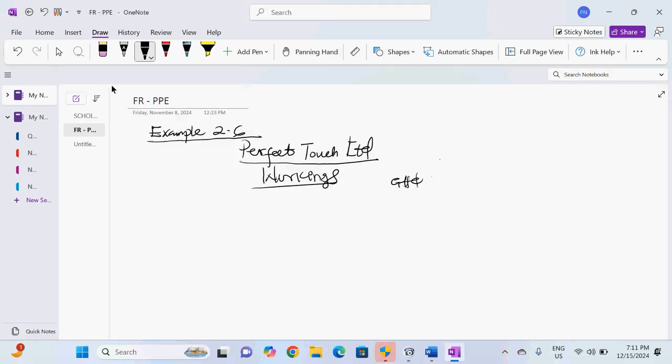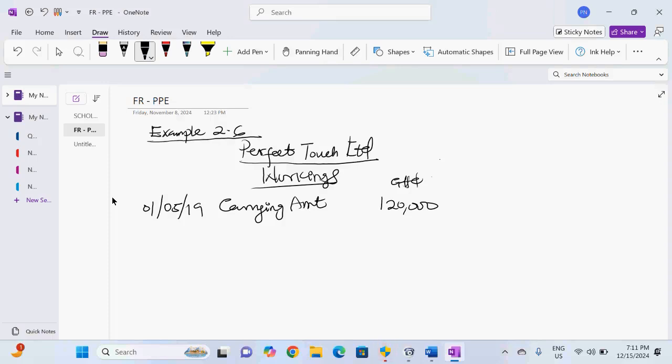So balance as at 1st May 2019, what would be the carrying amount? That is the balance brought down. Carrying amount is how much? 120,000. Carrying amount 120,000. And this had a remaining useful life of 25 years.